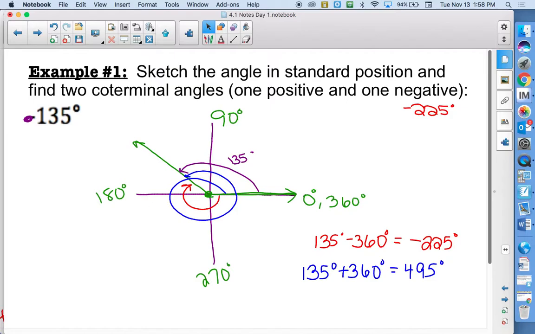Would the pair of 135 be negative square root of 2 over 2, comma, square root of 2 over 2? Question.